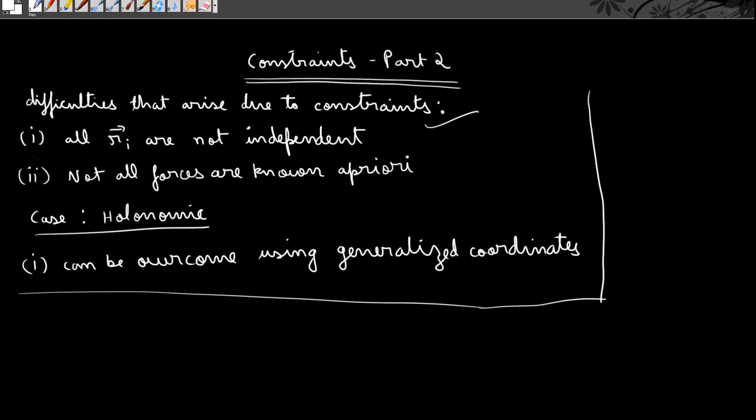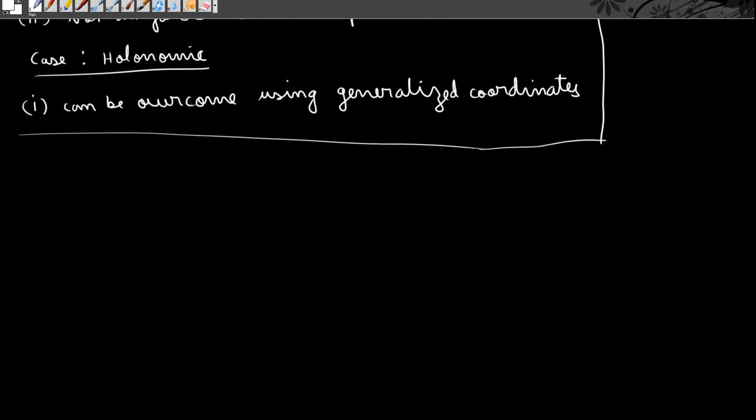The first is that all the position vectors are now no longer independent. And the second difficulty is that not all the forces are known a priori. Now the details regarding this are already explained in the previous video, so I'm not going to repeat that. And we also saw that for the case of holonomic constraints, the first difficulty can be overcome using generalized coordinates, and that is where we had stopped in the previous video.